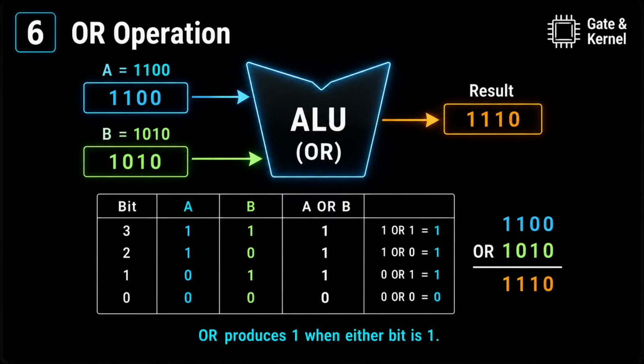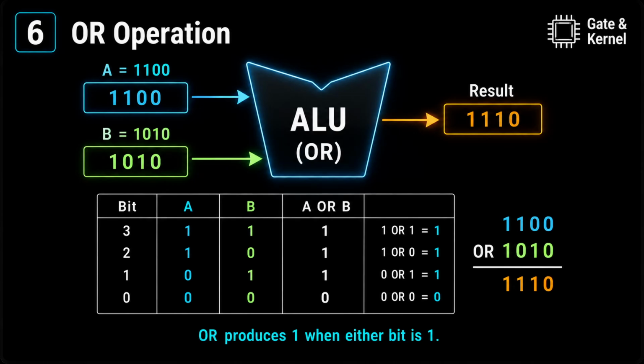Chapter 6. OR operation. OR is another bitwise logical operation. For 1 bit, OR produces 1 when at least one input is 1. 0 or 0 gives 0. 0 or 1 gives 1. 1 or 0 gives 1. 1 or 1 also gives 1.